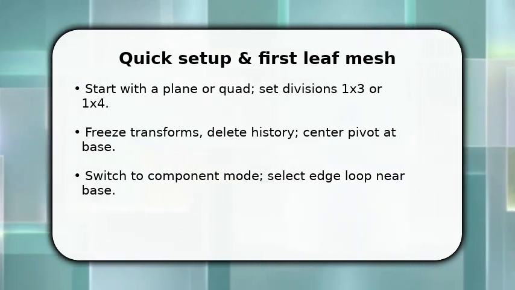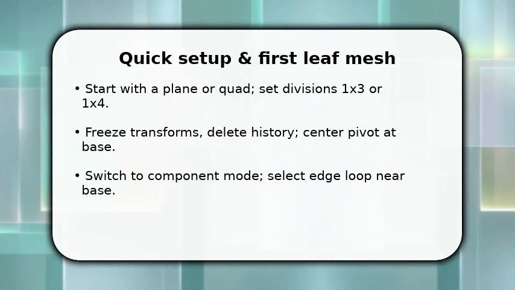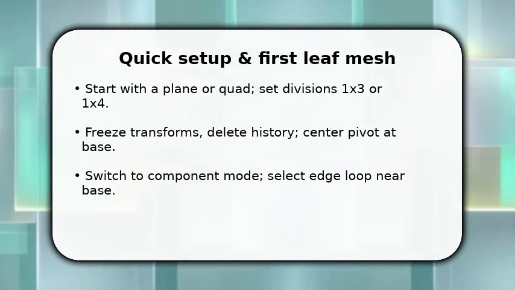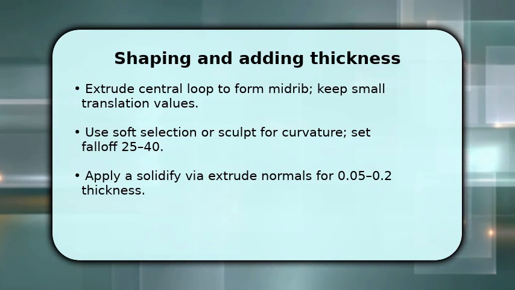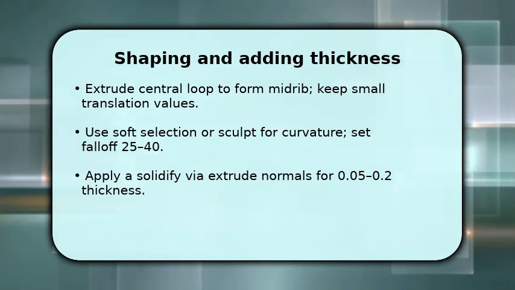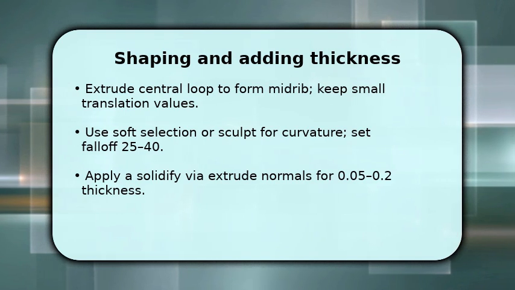Now jump into component mode and select the central edge loop near the base. You will extrude and shape from that loop to form the leaf silhouette. Continue by extruding the selected loop to create the midrib. Use small translations so your shape remains controllable.